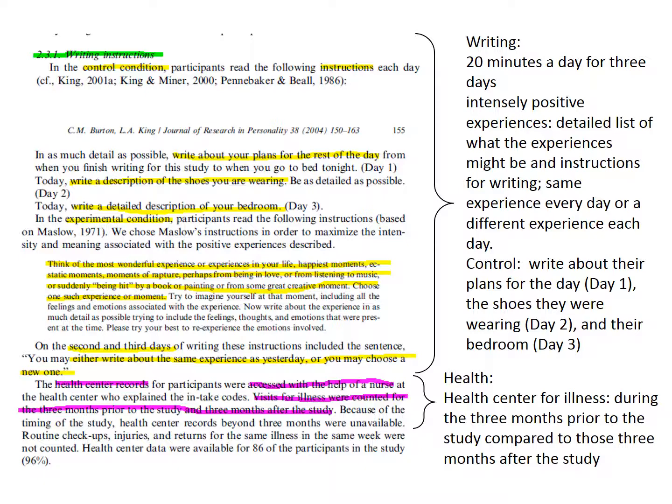We know that health was the other variable of interest. If we keep reading, we can find the operational definition for that variable in the last paragraph of the writing instructions section, although it doesn't really fit with that heading. We can use the highlighted information to summarize the operational definition.